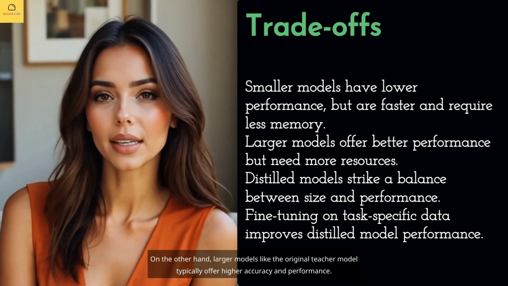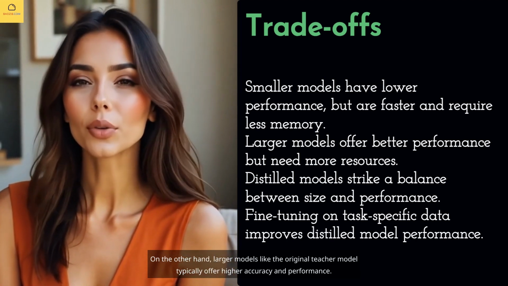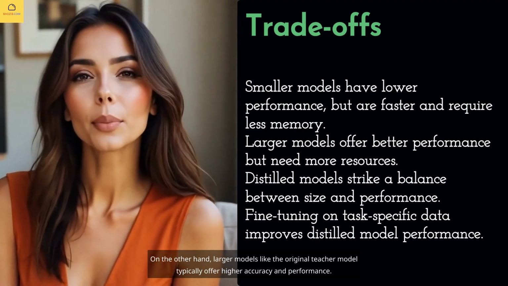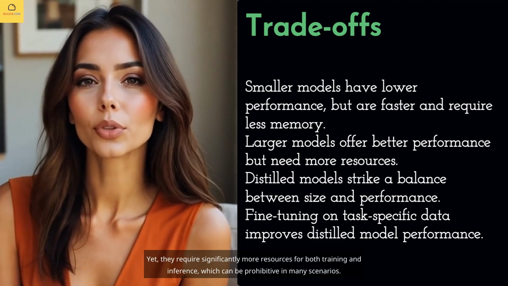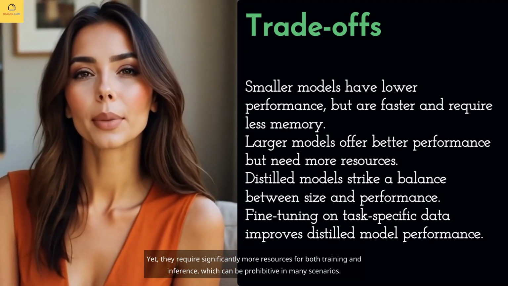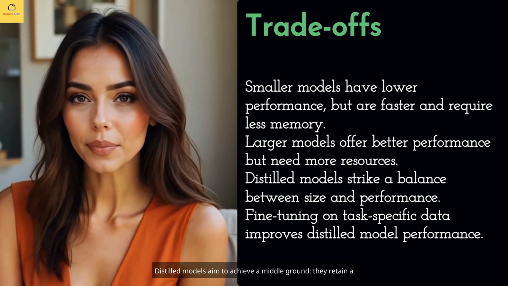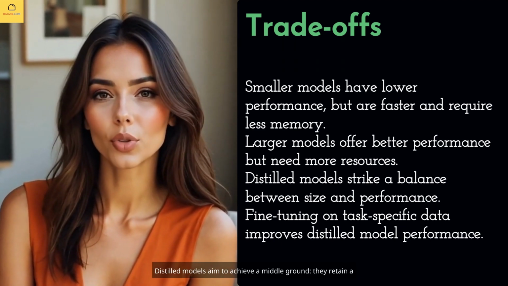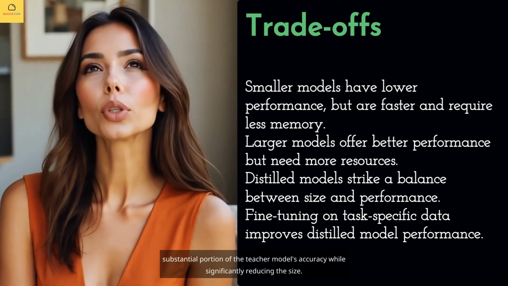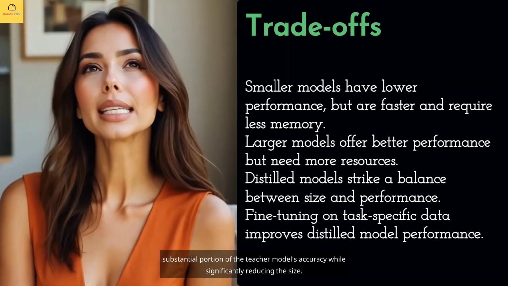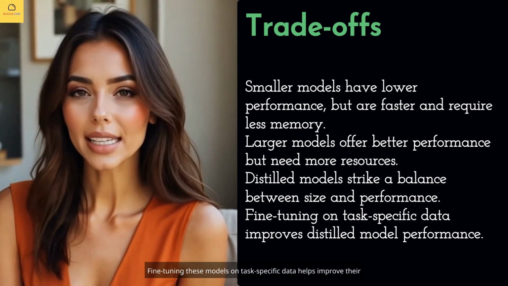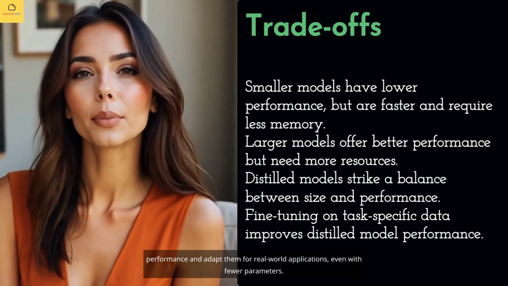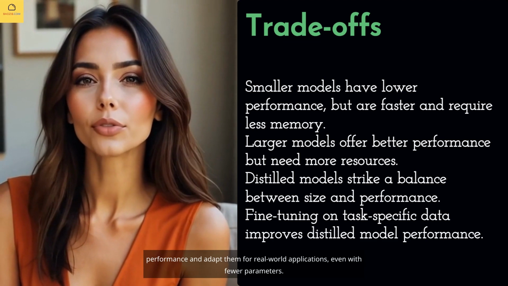On the other hand, larger models like the original teacher model typically offer higher accuracy and performance. Yet, they require significantly more resources for both training and inference, which can be prohibitive in many scenarios. Distilled models aim to achieve a middle ground. They retain a substantial portion of the teacher model's accuracy while significantly reducing the size. Fine-tuning these models on task-specific data helps improve their performance and adapt them for real-world applications, even with fewer parameters.